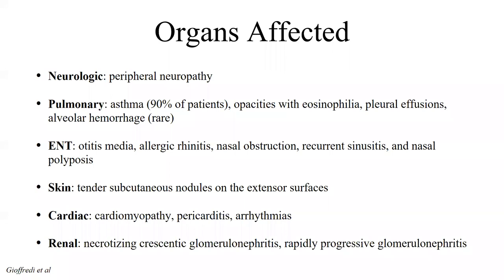In terms of ENT findings, otitis media, allergic rhinitis, nasal and sinus symptoms, you can get subcutaneous nodules on the extensor surfaces. Skin biopsies often show leukocytoclastic vasculitis. In terms of cardiac, you can get cardiomyopathy, pericarditis, arrhythmias. Renal, the kidneys are affected in 25% of patients. That's generally a poor prognostic factor. Pauci-immune glomerulonephritis, rapidly progressive as well.